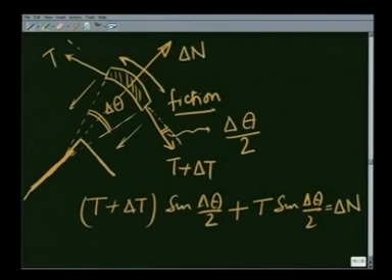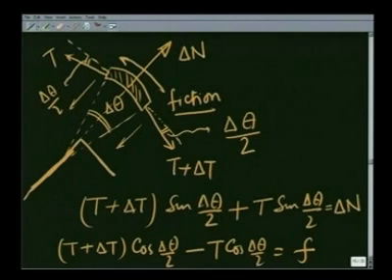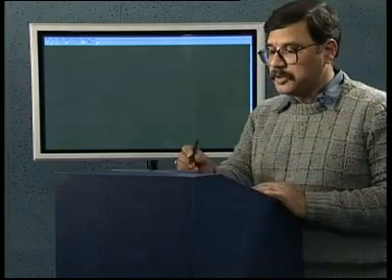This angle again is delta theta over 2. And the second equation, (t plus delta t) cosine of delta theta over 2 minus t cosine of delta theta over 2 is going to be equal to the frictional force F. Let us then write these equations again.